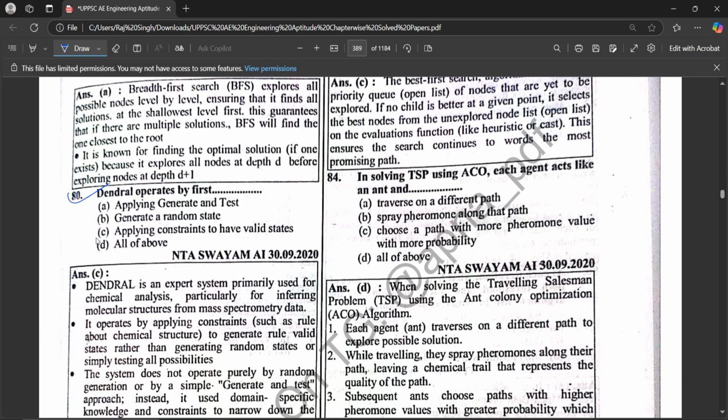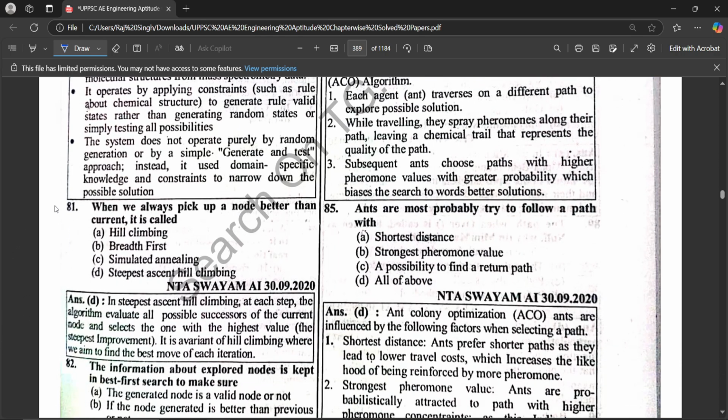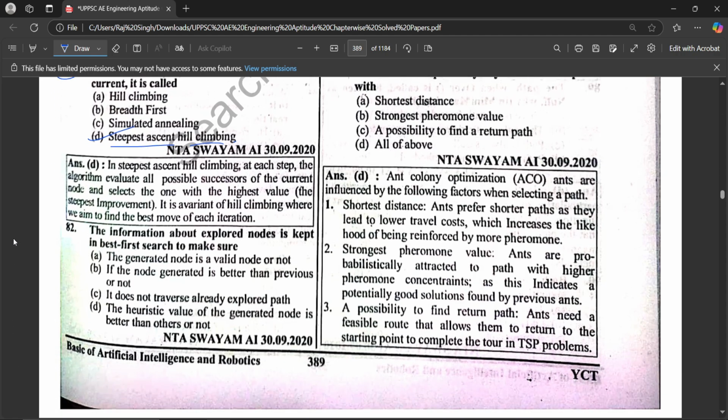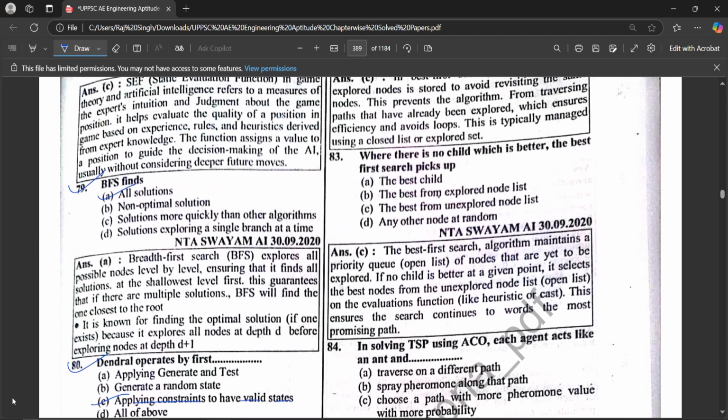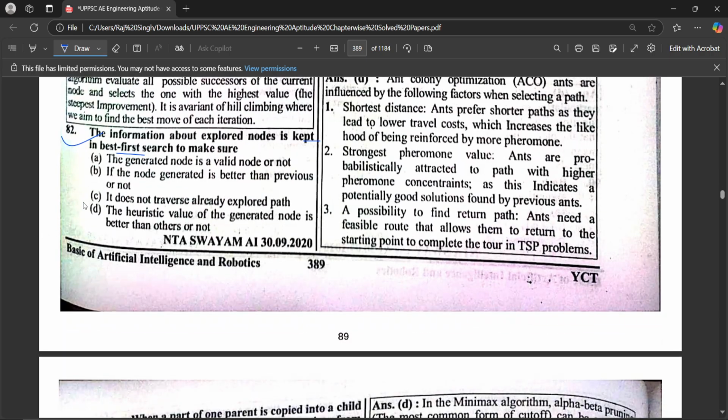Dendral operates by first applying constraints to get valid states. When we always pick up a node better than current, it is called steepest ascent hill climbing. The information about explored nodes is kept in best first search to make sure it does not traverse an already explored path.